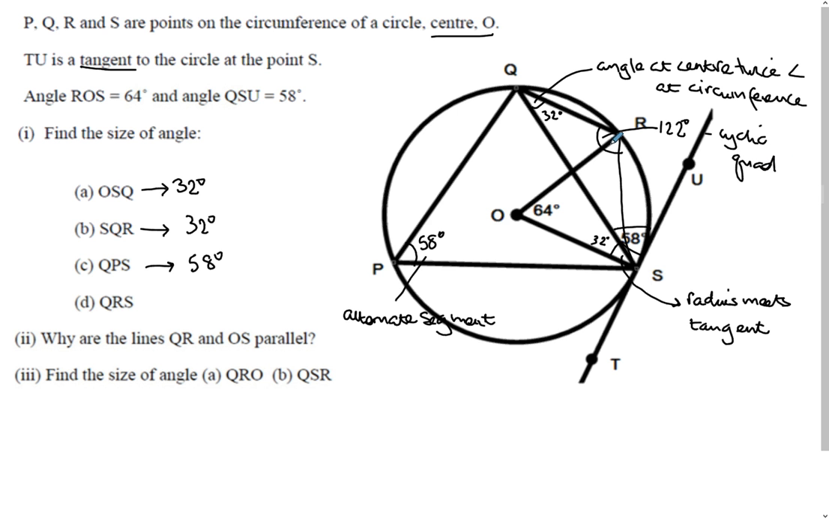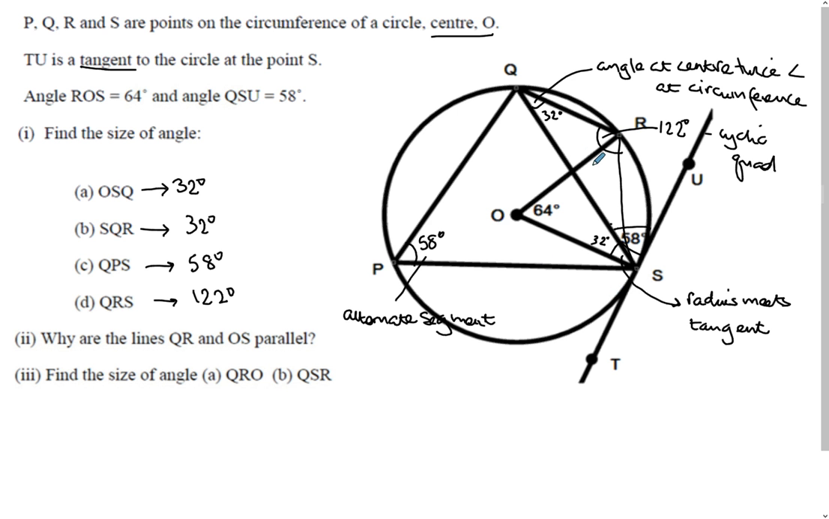So if that's 122 and that's 32, then that angle there is, is that what they're asking? QRS? Oh, QRS. So that's the 122. So that's our cyclic quadrilateral. And it says, why are the lines QR and OS parallel?